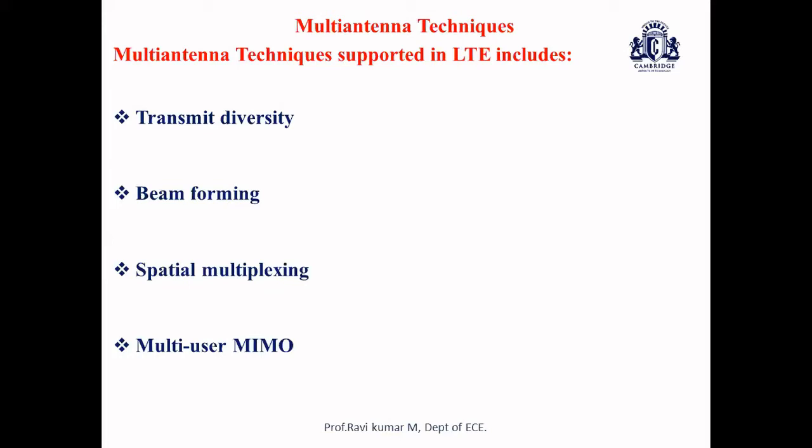The other multi-antenna technique is spatial multiplexing. If the transmitter and receiver both have multiple antennas, then we can set up multiple parallel data streams between them so that the data rate can be further increased. Here, multiple independent streams can be transmitted in parallel over multiple antennas.